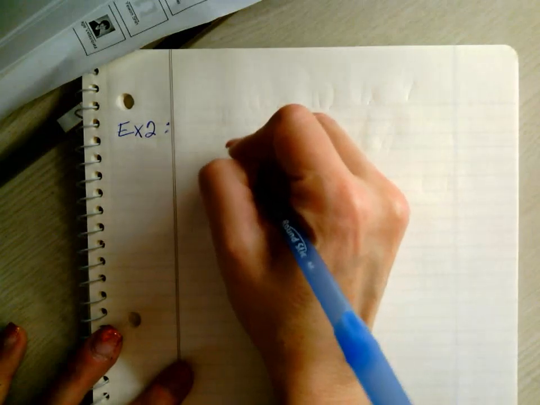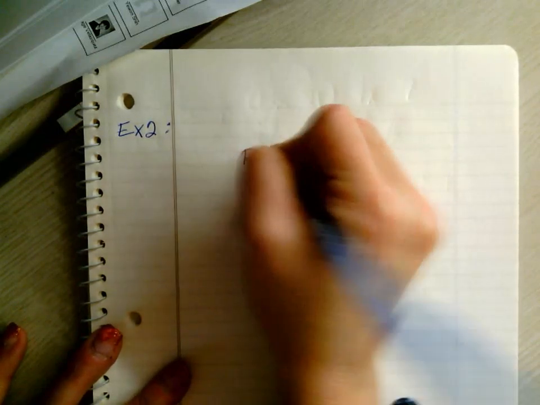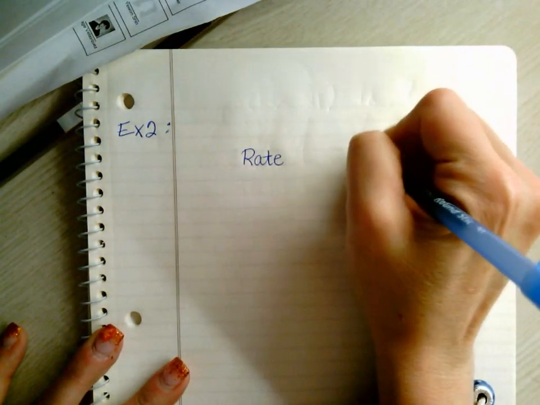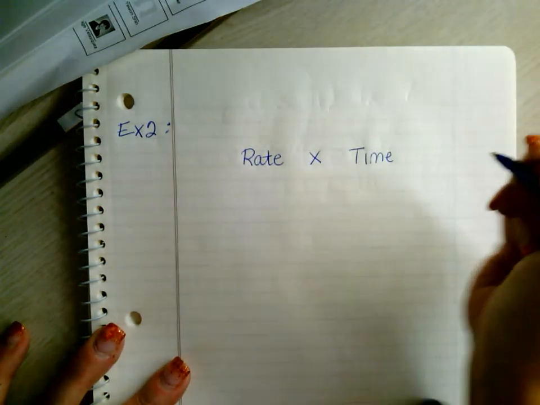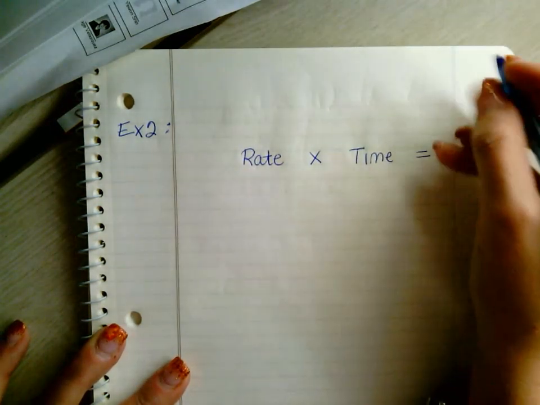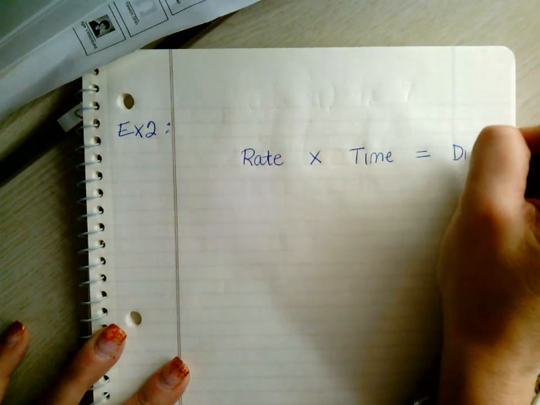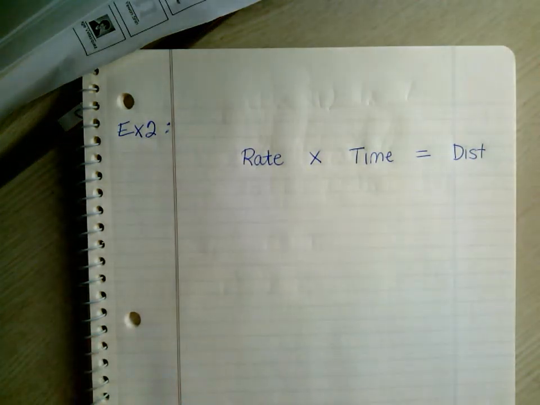Okay, let me try and straighten this out for you guys. You have already learned that the rate times the time something is moving is equivalent to the distance the item is able to travel, right? Does that make sense so far?